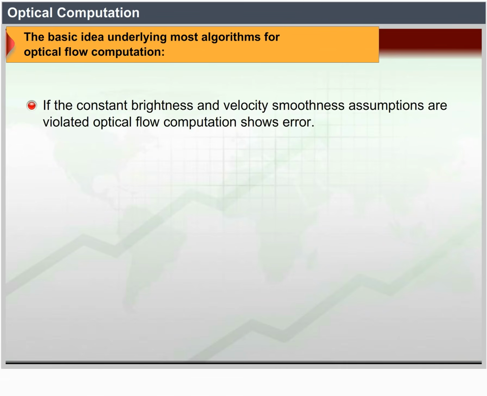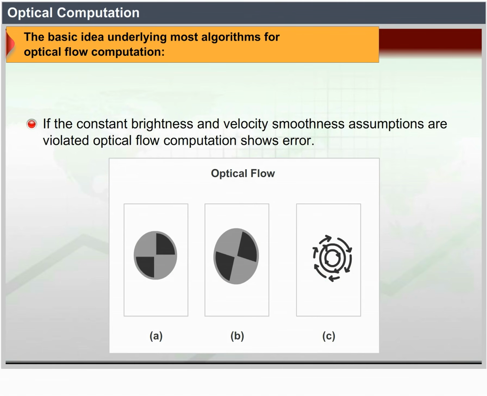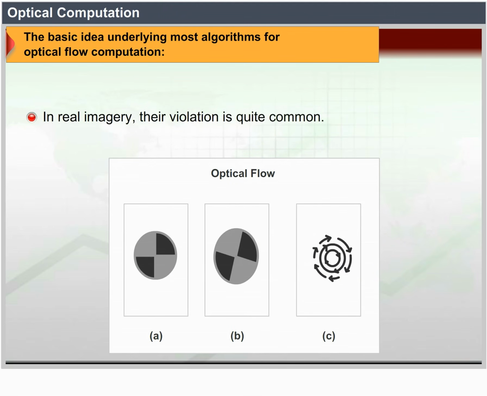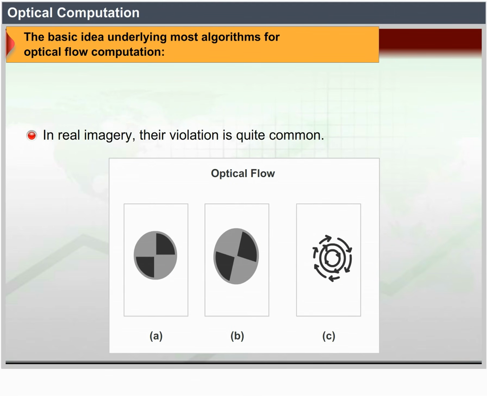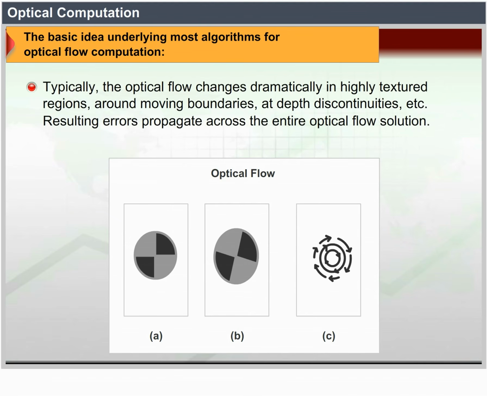Optical flow computation will be in error if the constant brightness and velocity smoothness assumptions are violated. In real imagery, their violation is quite common. Typically, the optical flow changes dramatically in highly textured regions, around moving boundaries, at depth discontinuities, etc. Resulting errors propagate across the entire optical flow solution.